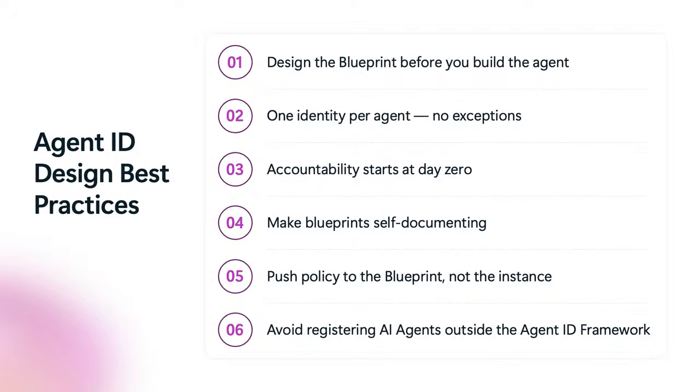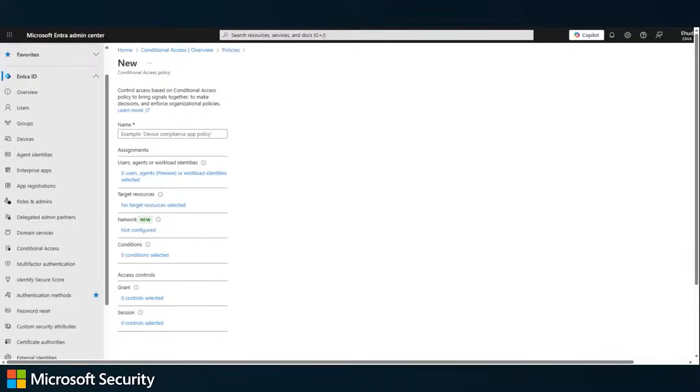And last, never register an AI agent outside the Agent ID framework. If you must, use the Agent 365 SDK to give it an identity. A plain app registration might feel quicker. It isn't. You lose sponsor accountability, dedicated audit entries, lifecycle controls. That's exactly how Shadow AI starts. With that, let's move into a quick demo.